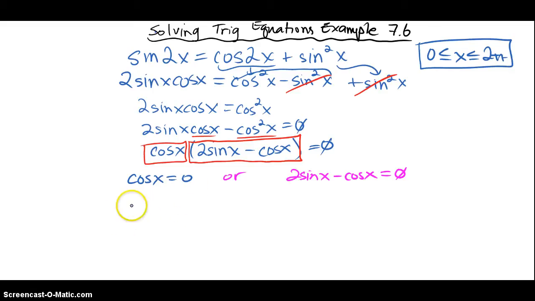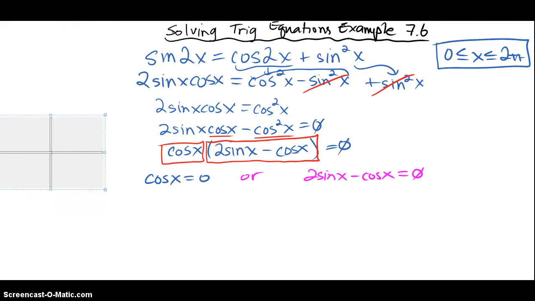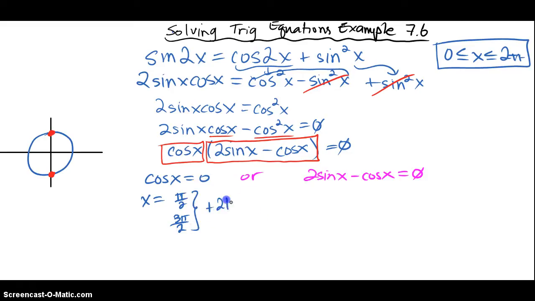So cos of x is equal to 0. Now if you look at your unit circle, just very quickly here, and if I draw a quick circle, where's cos of x equal to 0? Cos of x is on the x-axis. It's going to be equal to 0 at pi by 2 and 3 pi by 2 in one circle. So x is equal to pi by 2 and 3 pi by 2, and then for good habit we write plus 2k pi.